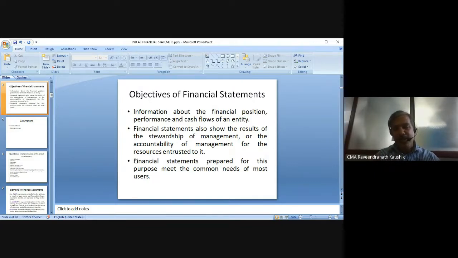So tomorrow I'll be talking about some of the changes which will be taking place in the financial statements in the future.